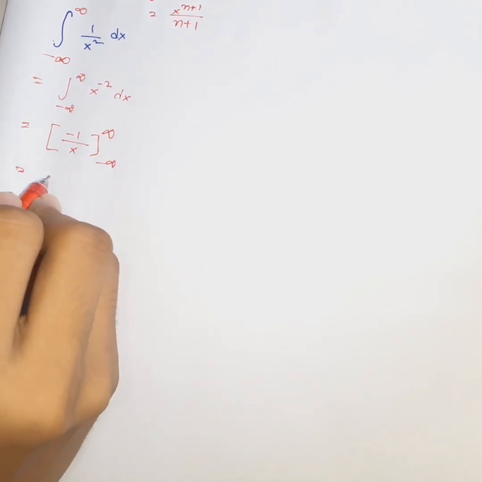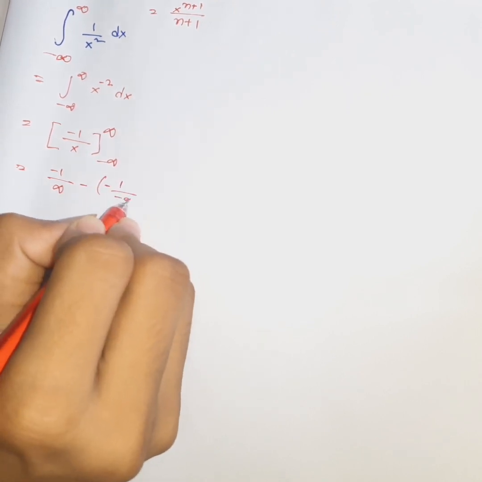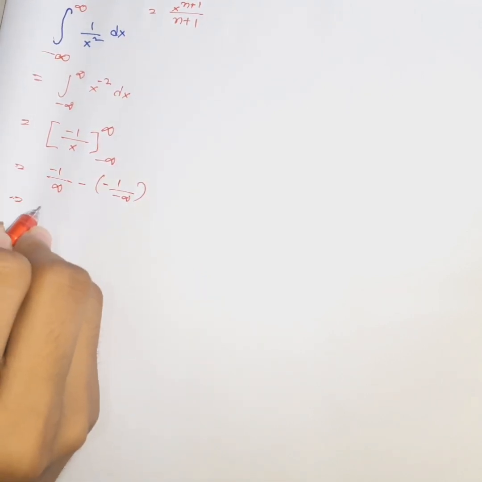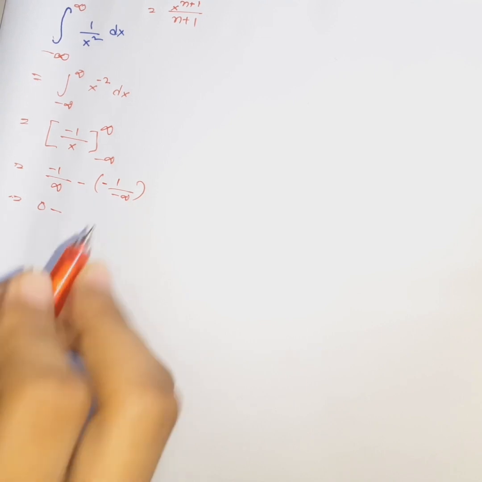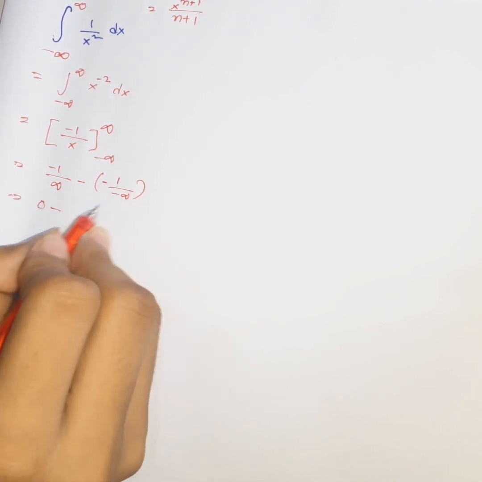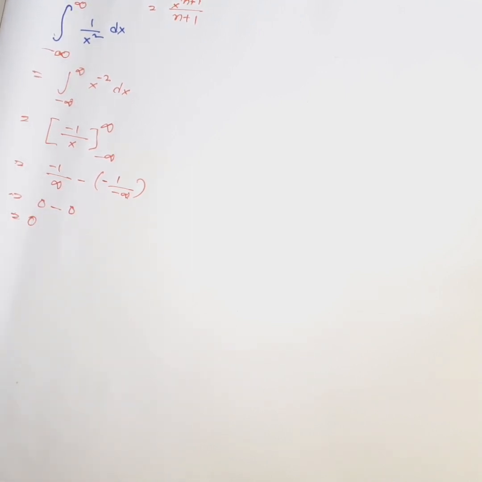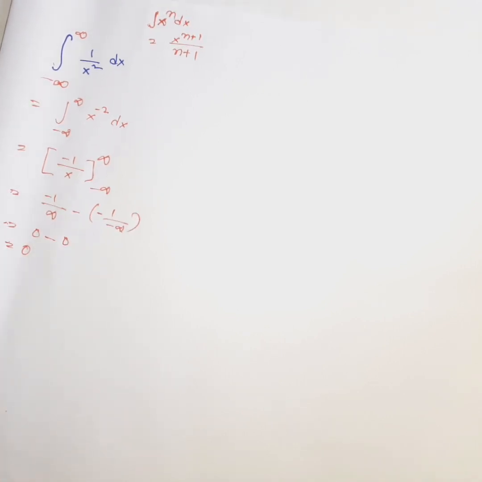Now plug in this value, minus 1 over infinity minus minus 1 over negative infinity. So this is just 0 minus negative, and negative is positive, and 1 over positive infinity is again 0. So this is 0. Normally this is what most of the people do, but let me tell you, this is absolutely wrong.